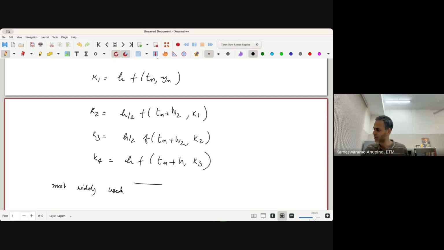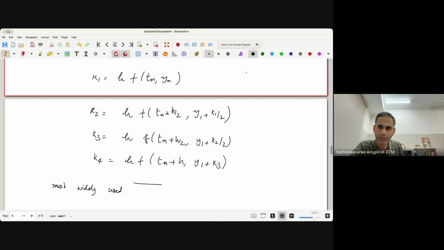Let me just check my coefficients if it is correct or not. Oh, sorry, I should write yn plus k1 by 2, yn plus k2 by 2, and then yn plus k3. And this is tn plus h by 2, tn plus h by 2. There is no h by 2 in the front, so these are just h. Okay, so that is what I have. Okay, so that is the RK4 method.